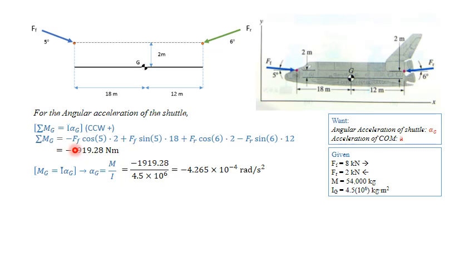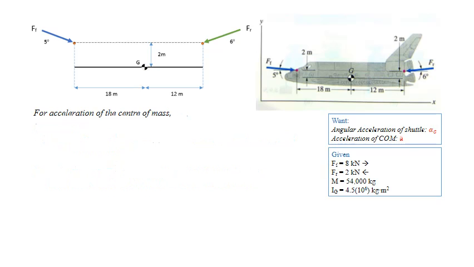Sum of moments we've just determined is going to be negative 1919.28, and the mass moment of inertia was already given in the question, 4.5 times 10 to the power of 6 kilograms per meter squared. Okay, so equating that, it's going to give us our final answer. So therefore, the angular acceleration of the shuttle is 4.265 times 10 to the power of 4 rads per second squared. Because of the negative symbol, we know it's in the opposite direction to our sign convention, hence it's going to be clockwise.